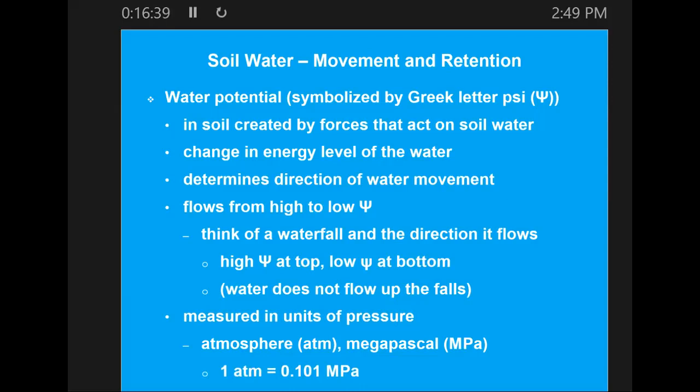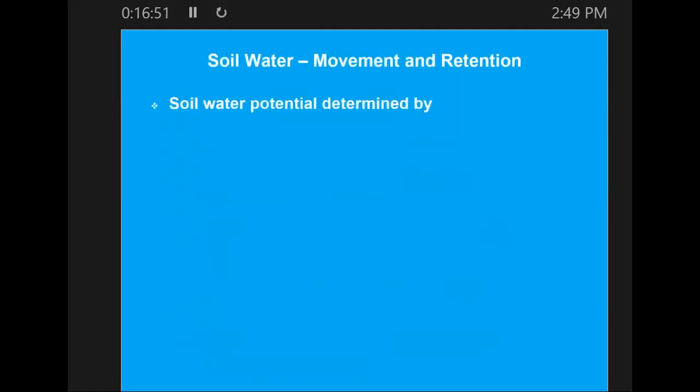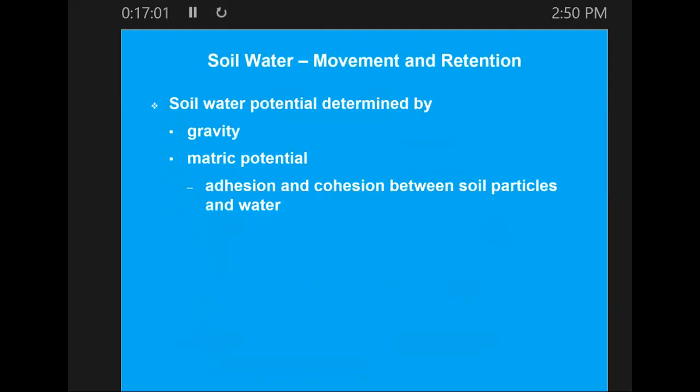All right, so when we're looking at water in the soil and thinking about water potential, the water potential is going to be impacted by gravity. It's going to be impacted by what's called matrix potential. Matrix is thinking about the soil particles and how water interacts with the soil particles, as well as how the water interacts with other water molecules. So matrix potential encompasses both adhesion and cohesion.